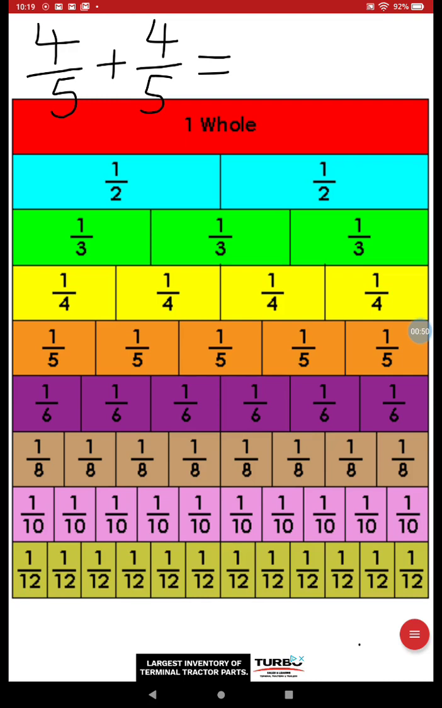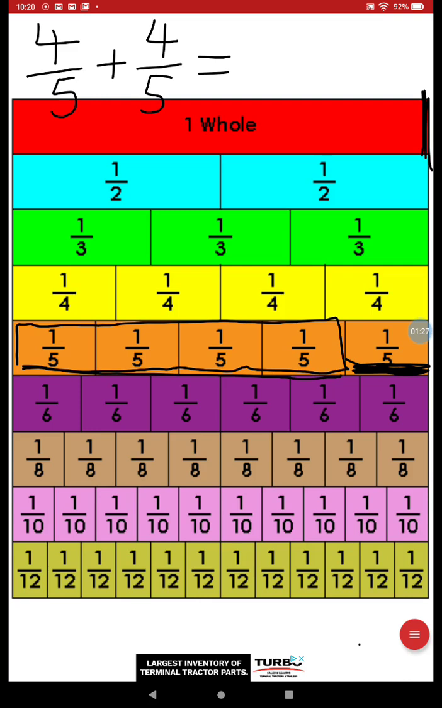Okay, well, let's go down and let's circle 4/5. 1, 2, 3, 4. All right. And now let's add 4/5 to it. 1. Uh-oh. I can't because there's no more. I've already reached the whole. What that means is my answer is going to be greater than 1 whole, or greater than 1. Okay? Because I've already got 4/5 here, and I can't add another 4/5 without reaching a whole.